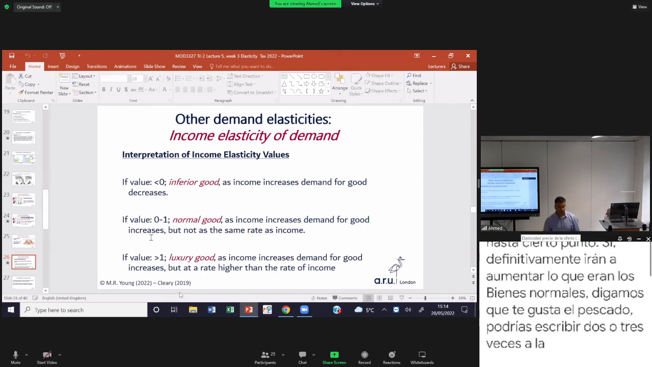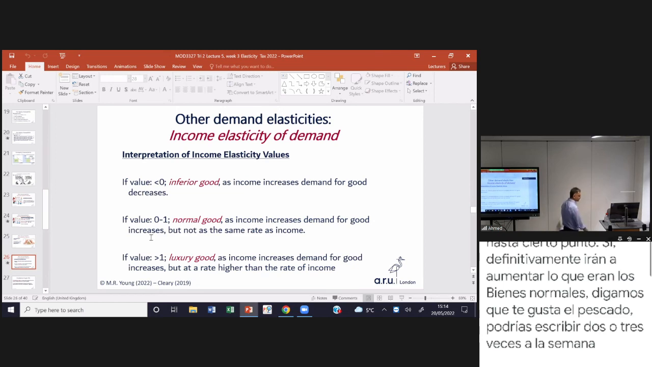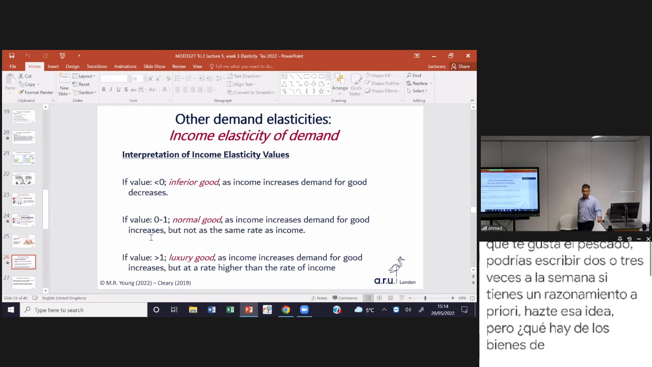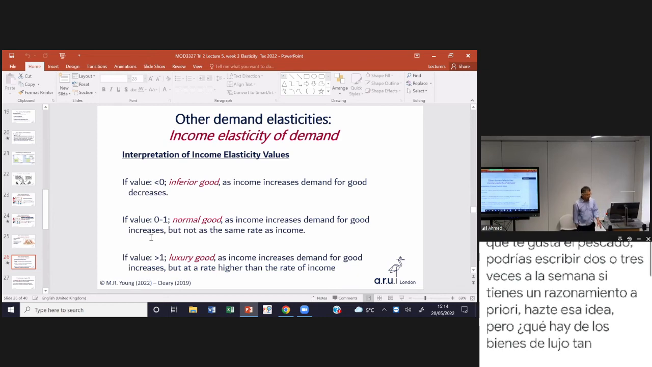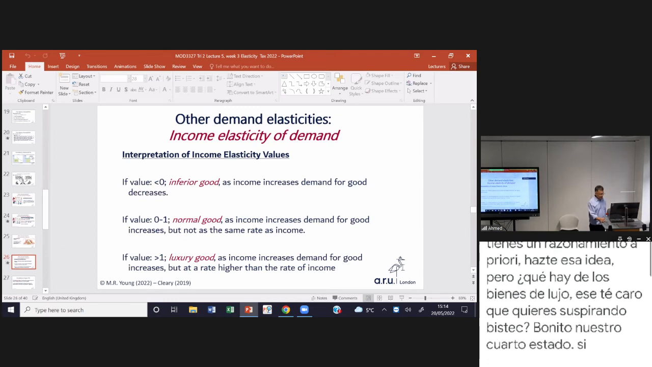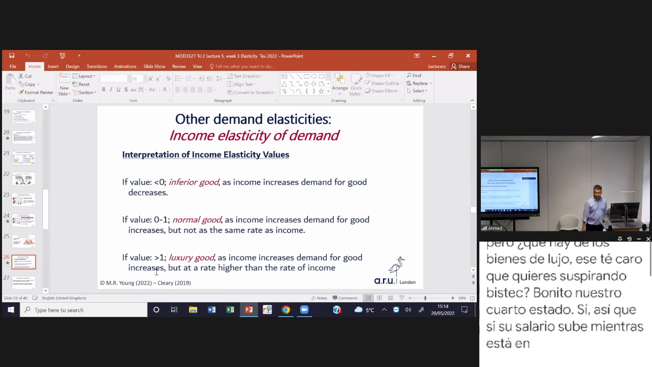Get that idea? But how about luxury goods? Let's say you want expensive tea, you want fine steak, nice high quality steak. So if your salary goes up, as your income goes up, your demand for luxury goods goes up.